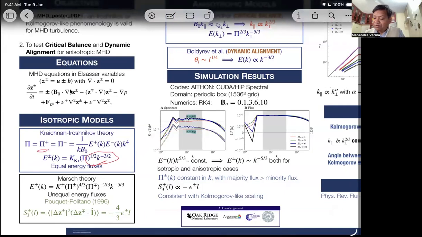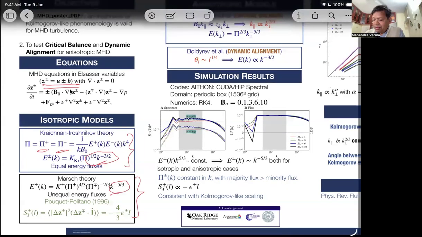The second theory is the phi-third theory. It has many proponents: Marsh, Goldreich-Sridhar, and I had a paper on this also from a renormalization group point of view. This is the prediction, phi-third. In this theory, without getting into details because of lack of time, the fluxes pi plus and pi minus are not equal, unequal energy fluxes.